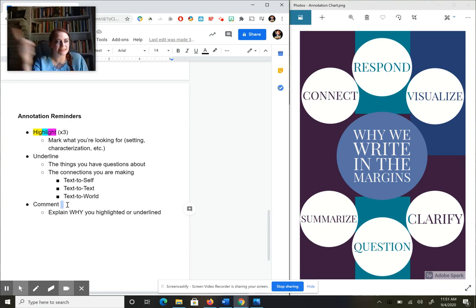If we were all in class together, I would have us all repeat that together. If you highlight or underline, you have to comment. Okay? So that's it for annotations. All right? That's what I expect this year. We're going to talk about how to use these things in different ways, but those are your features. Highlight, underline, comment. Okay?